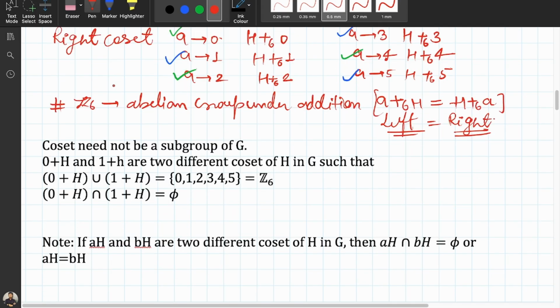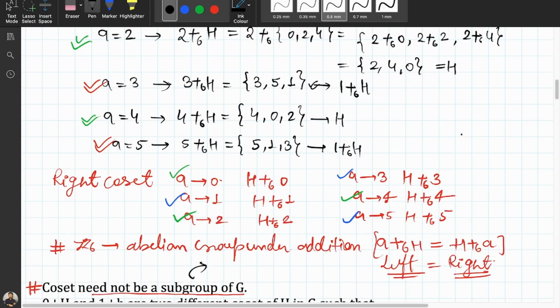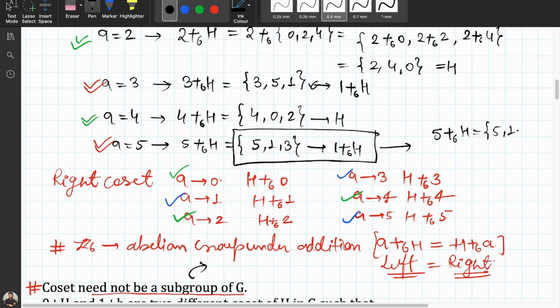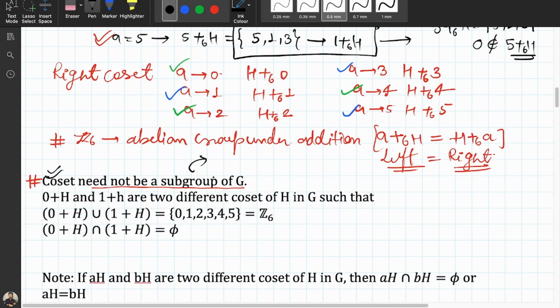Okay, and now a note point. A coset need not be a subgroup, because first of all, for a subgroup it should be a group. Let's take this coset, 5 addition modulo 6 with H, which is nothing but 5, 1, 3. And what is the additive identity? 0 does not belong to this coset. It means it is not satisfying the property of a group, so not a subgroup. So that's why a coset need not be a subgroup.